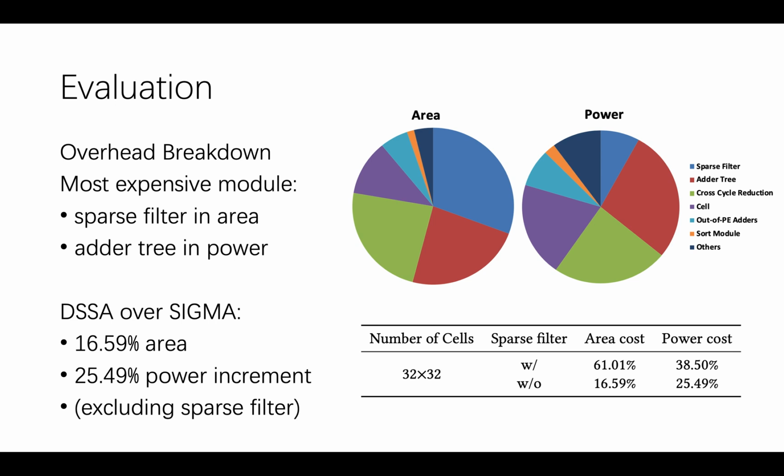We evaluate DSSA's overhead using Design Compiler in 28 nm technology with a commercial cell library. The DSSA overhead breakdown shows that the sparse filter is the most expensive module in terms of area, and the adder tree is the most power-hungry module. Compared to SIGMA, DSSA incurs 61.01% area and 38.5% power overhead. These figures are reduced to 16.59% and 25.49% respectively when the sparse filter is excluded, as SIGMA did.